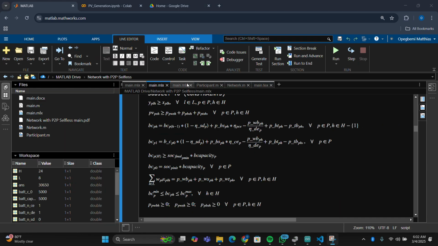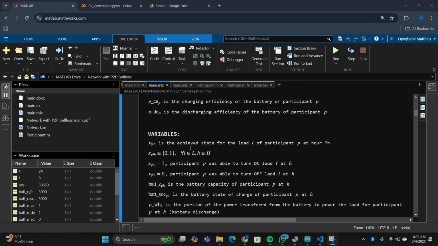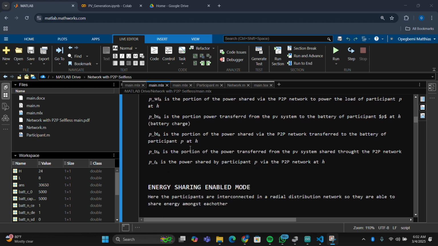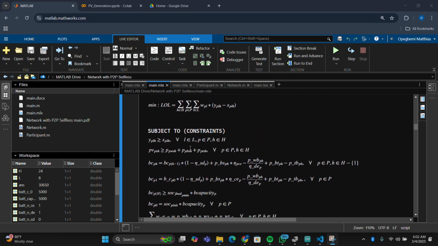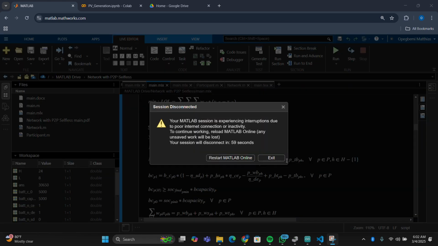In this scenario with selfless trading, where the participants are connected, the major change is the introduction of the trading parameter, PT. That is the amount of energy that can charge the battery and be traded, added to both the battery power equation and the load power equation, right?